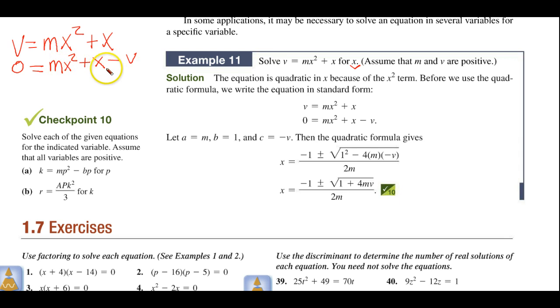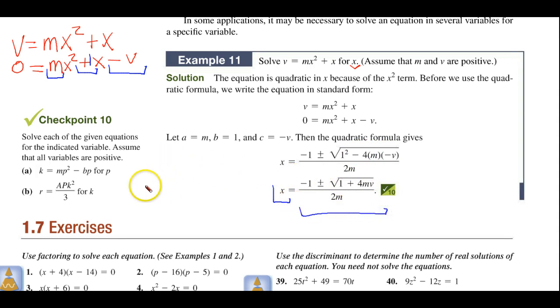So can we solve for x? And the answer is yes, we can use the quadratic formula. But again, we have to identify our a value, which is m, our b value, which will be a positive 1, and our c value, which is a negative v. So notice they did the substitution here very carefully and have solved for x. And notice we have a negative and a negative, which made this a positive, and that is our answer.